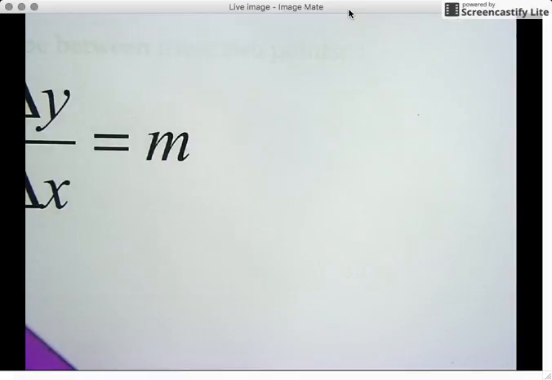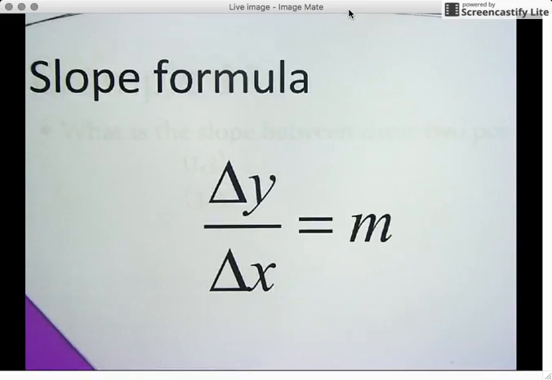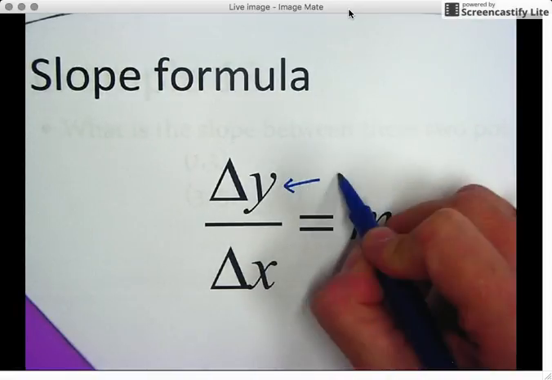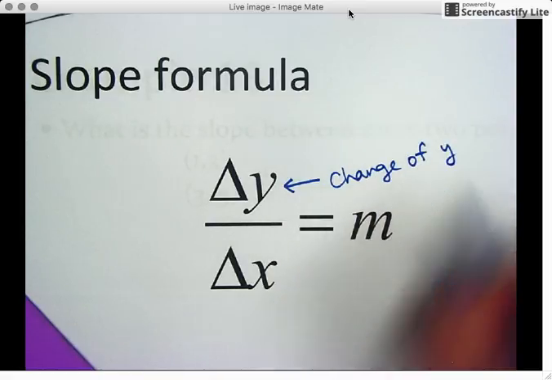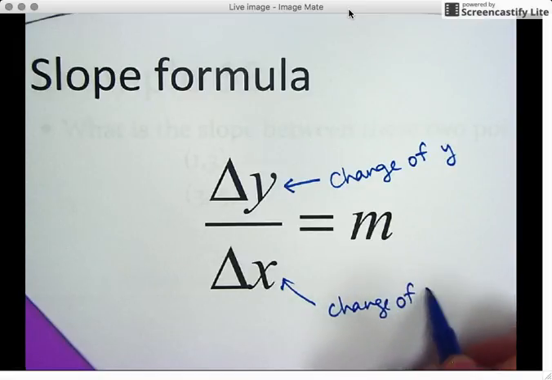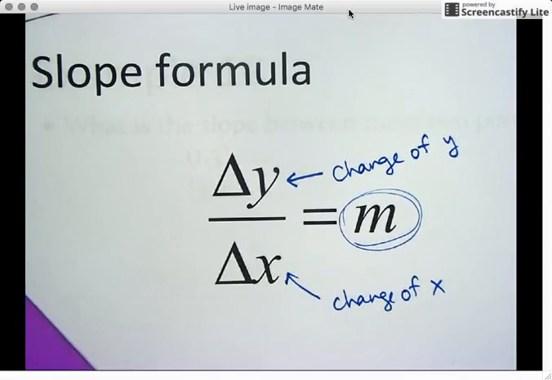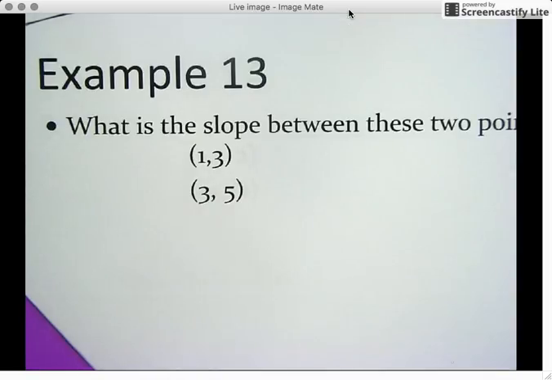Okay, now here's the actual formula for slope. You can pause the video. You can look at this all you want. This means the change of y, and this means the change of x. And m is always the letter that is used. So we're going to try this with some ordered pairs.